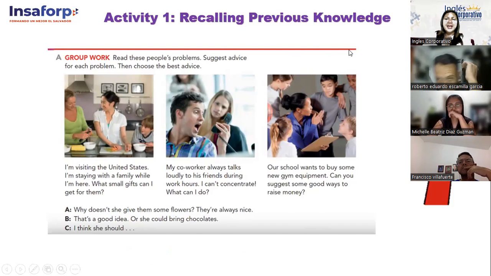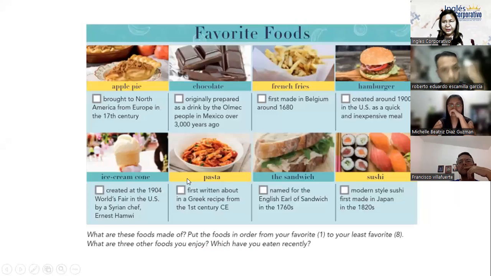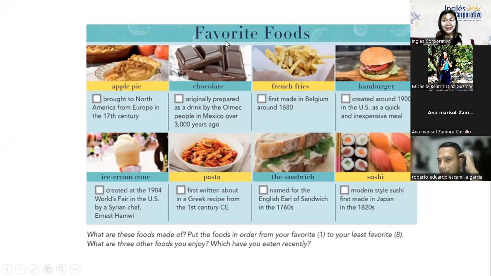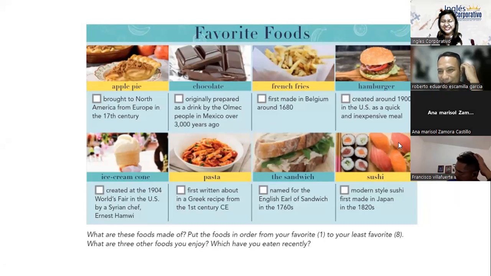Now, in the next slide, we have some favorite foods. Did you have dinner already? Did you eat dinner before? Yes, teacher. Not yet. Not yet, teacher. Not yet for me too. Oh, okay. I don't have dinner. I'm hungry right now when I see a lot of food over here. I'm sorry for that. No, but that's okay.